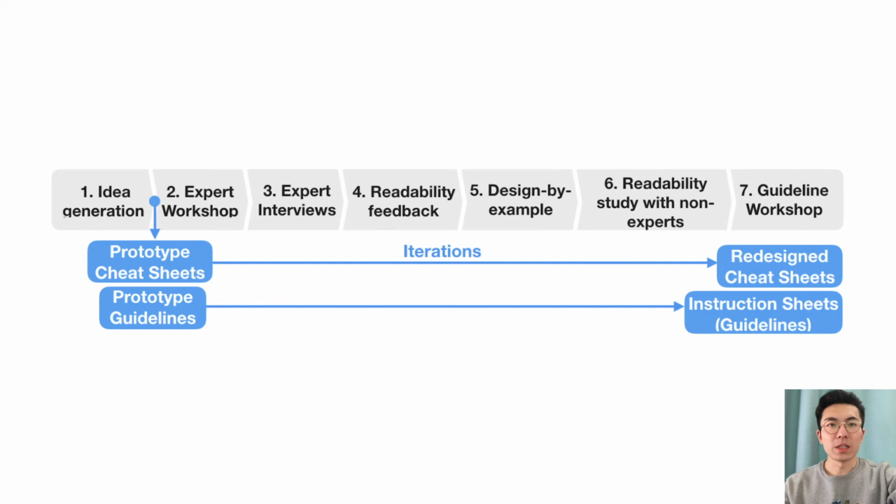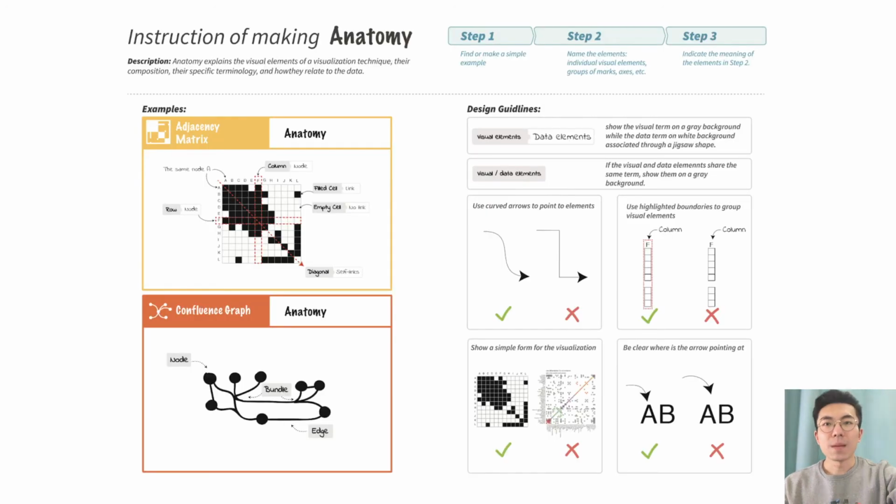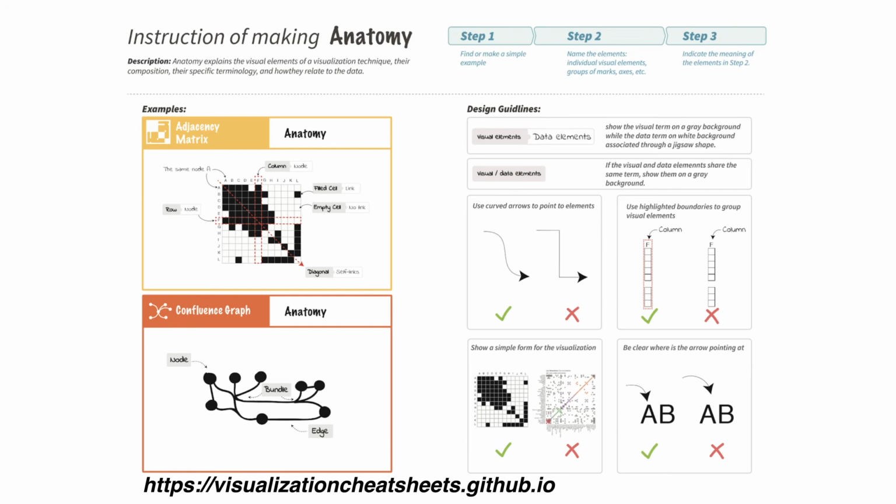There is a lot of value in creating cheat sheets by students, as making cheat sheets requires a good understanding of the technique, a critical eye, the structuring of knowledge, and a clear presentation. Here is an example of a meta cheat sheet for designing anatomy. The full set of instructional material for creating visualization cheat sheets, including the full list of guidelines and accompanying graphical explanations, can be found on our website.